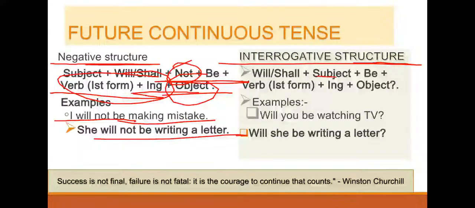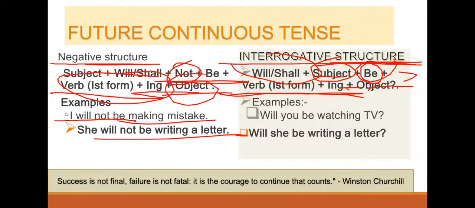Now we have the interrogative. As always, we'll be placing the main helping verb right here. This is not actually the helping verb. It is just placed right here to make sure we have the future continuous tense. So after this subject we place the be form of the verb, and then we have the fourth form of the verb and the object, and last but not least the compulsory thing, that is the question mark.